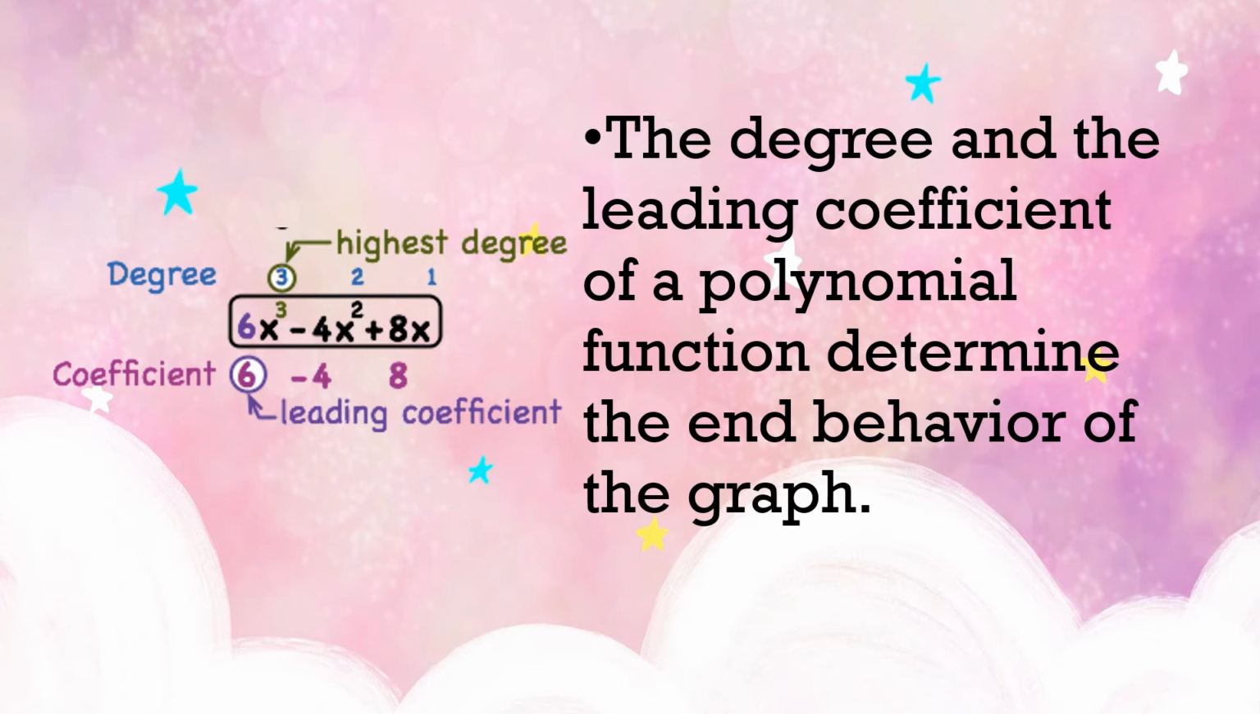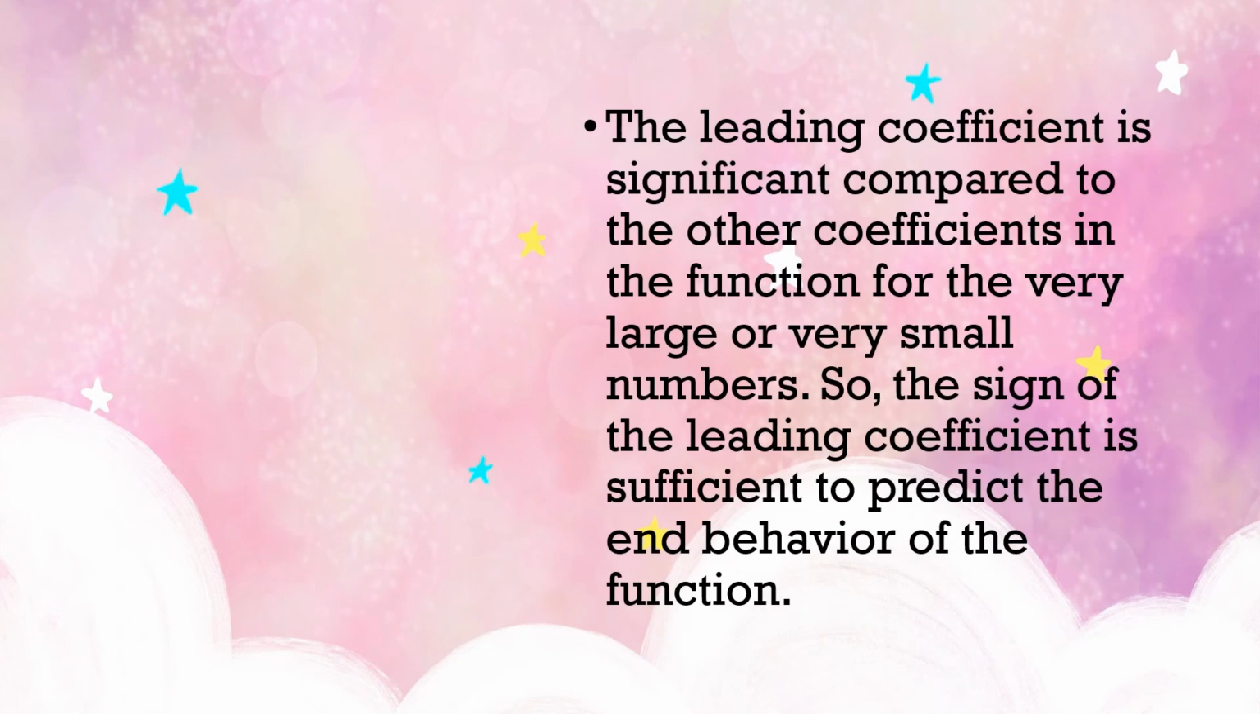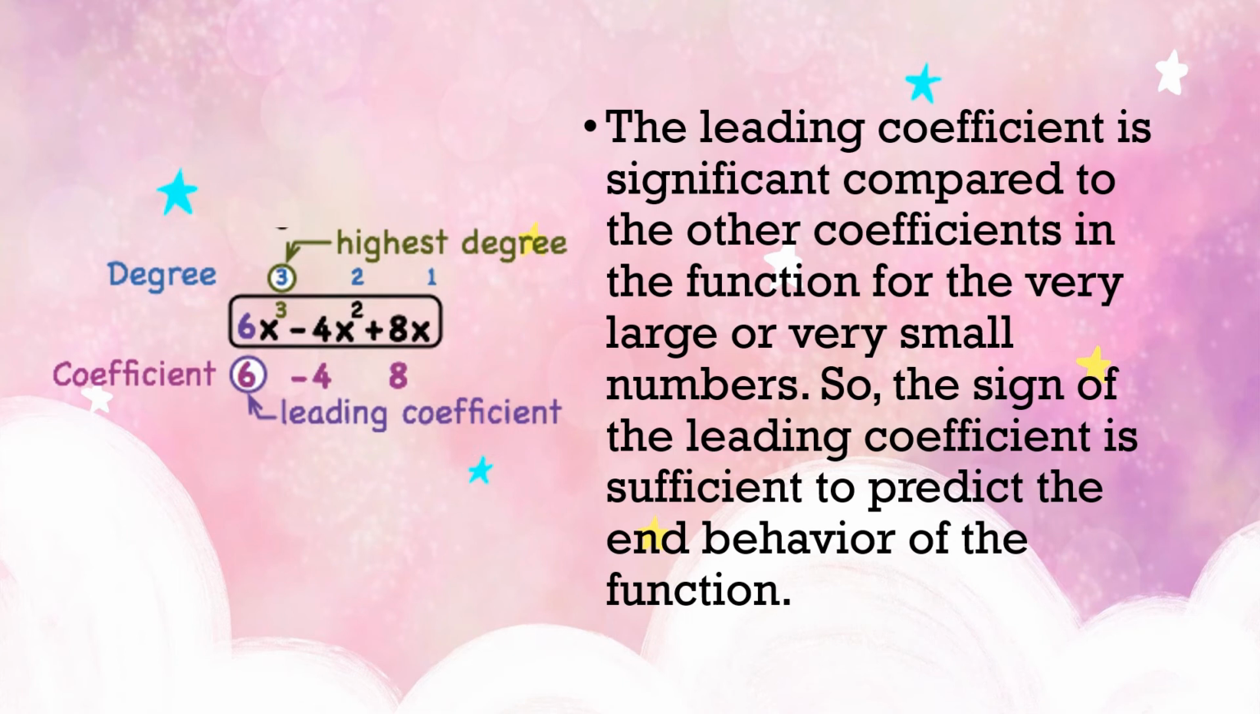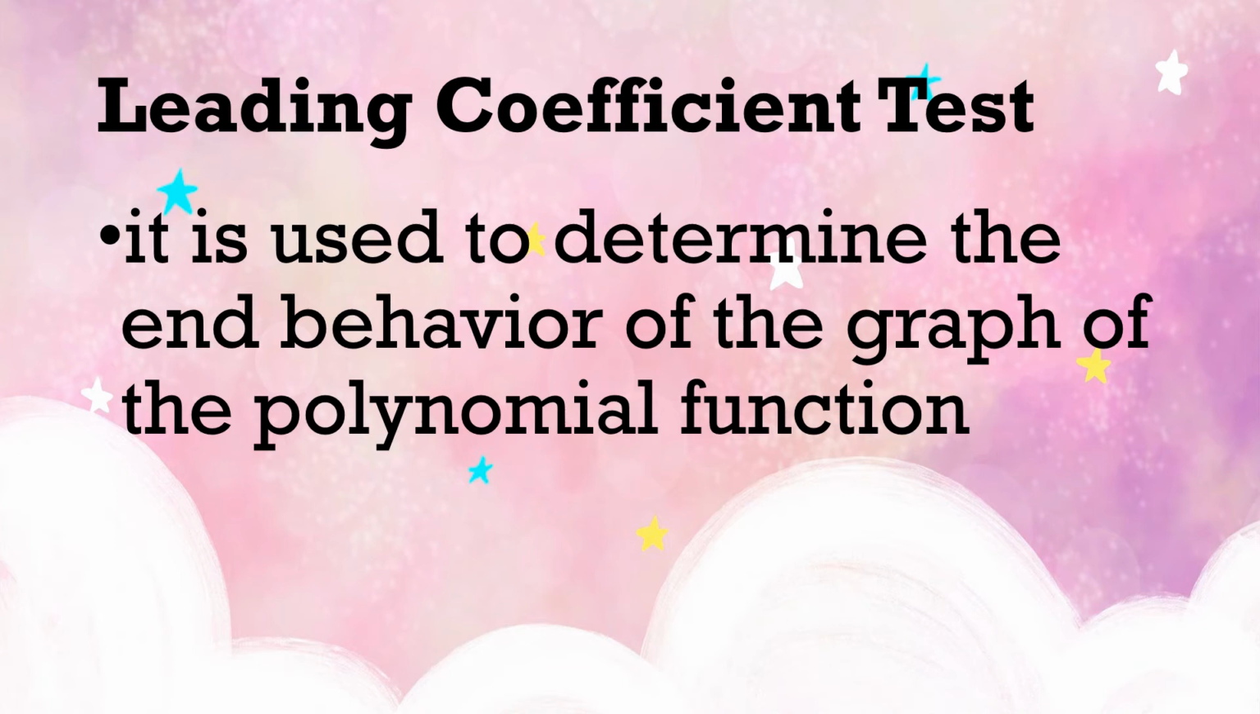The degree and the leading coefficient of a polynomial function determine the end behavior of the graph. That is why we had that review earlier. The leading coefficient is significant compared to the other coefficients in the function for very large or very small numbers. So the sign of the leading coefficient is sufficient to predict the end behavior of the polynomial function. So we are going to do a leading coefficient test in order to determine the end behavior of the graph of the polynomial function.